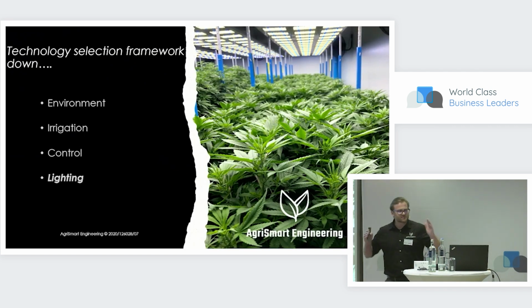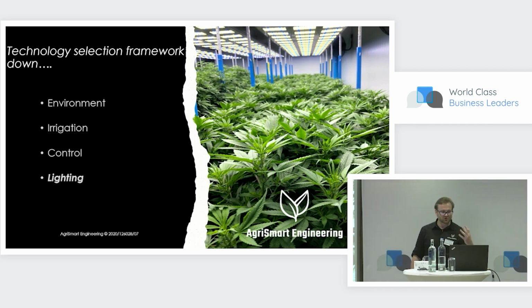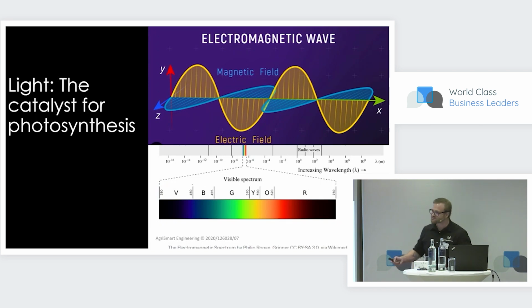Essentially, your technology selection framework can be broken down into the following constituents: environmental control, irrigation, control, and of course, lighting. I'm about to introduce a concept you are all probably familiar with, and that guides the framework for your optimization problem in this industry. Photosynthesis. Building with light. That's literally what it means.